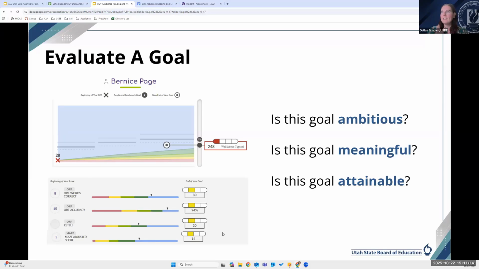Just throw it in the chat, yes or no. Is this goal, so the student's reaching these on the submeasures, is this ambitious for the student? Just throw it in the chat, yes or no.